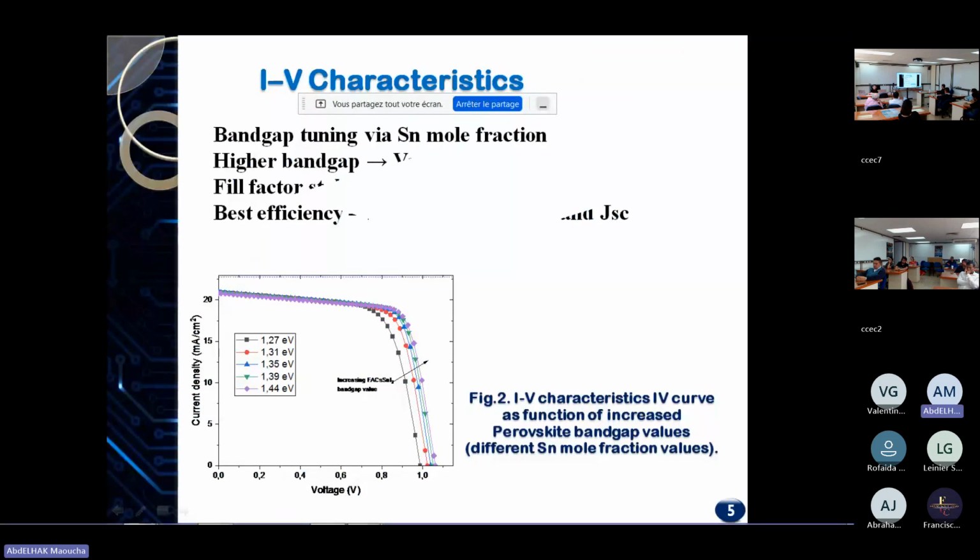Now, looking at the current voltage characteristics, when we increase the band gap by adjusting the tin molar fraction, we see an increase in open circuit voltage, but at the cost of a reduction in short circuit current. The fill factor remains fairly stable. This means that the efficiency depends on balancing these two parameters, VOC and JSC, short circuit current, rather than just maximizing one of them.